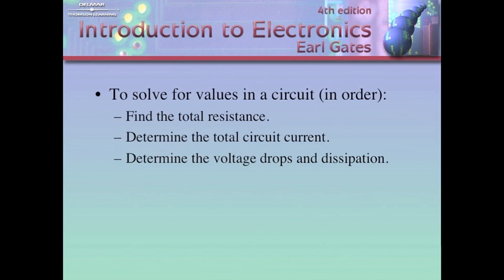When you're analyzing a series circuit, this is the process you should use to solve for values in a circuit, in order. First, find the total resistance. Once you know the total resistance and the total voltage, then you can determine the total circuit current. I is equal to V over R. Then you can determine the voltage drops and dissipation: how much current is encountering each resistance and what size voltage drop it is creating.